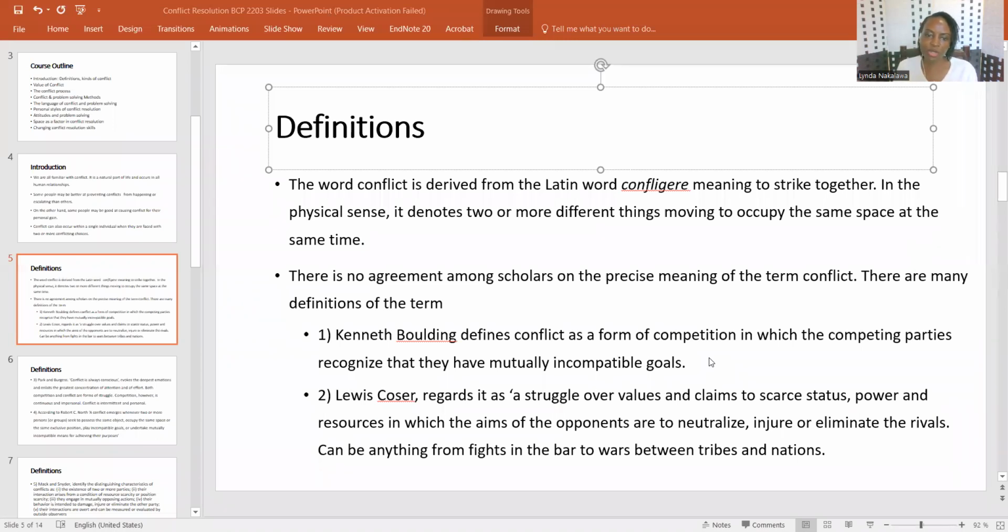So I think Coser had a similar idea that the opponents are trying to neutralize, injure, or completely eliminate their rivals. And from Coser's definition of conflict, this can be anything from fights in a bar, those who hang out in bars might tell us, or between tribes and nations. So Coser's definition gives us a wide variety to describe different conflicts where people are trying to neutralize, injure, or eliminate their rivals.